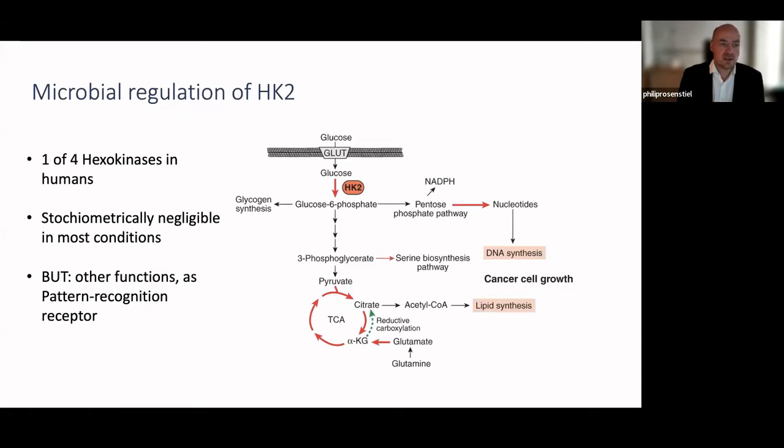There are 4 hexokinases in humans, and hexokinase 2 is a very specific one that has limited expression. Hexokinase 1 is the most abundant one, and hexokinase 2 is thought to be stoichiometrically negligible in most conditions for this reaction, but it's increasingly recognized that this hexokinase also has other functions, such as pattern recognition, meaning recognizing microbial products with a similar chemical structure.